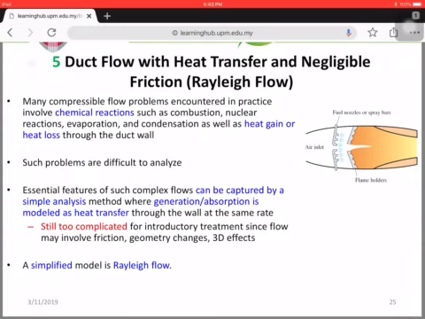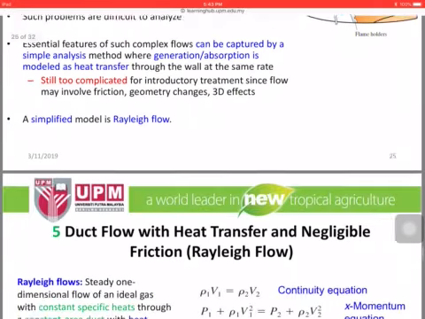So for Rayleigh flow, the essential features of such complex flow can be captured by a simple analysis method where heat generation and absorption is modeled as heat transfer through the wall at the same rate. But this is still too complicated for an introductory treatment, since flow may involve friction, geometry changes, and 3D effects. So we use Rayleigh flow as a simplified model.